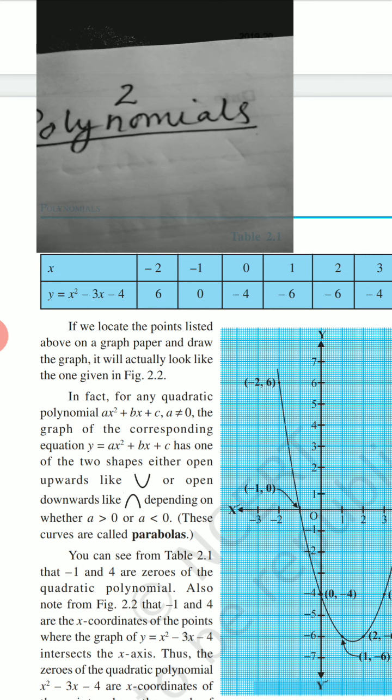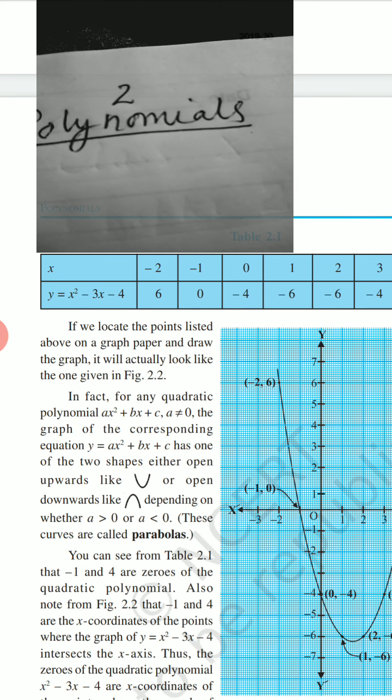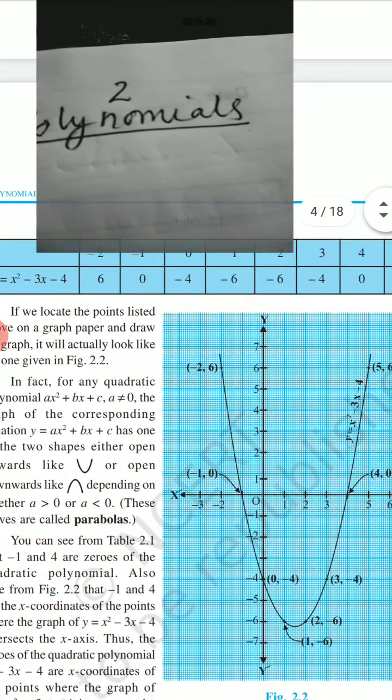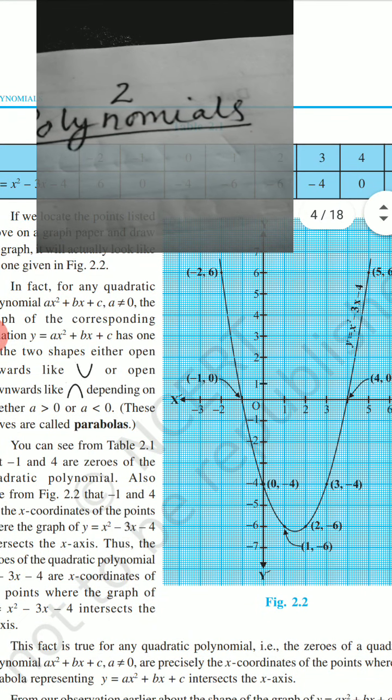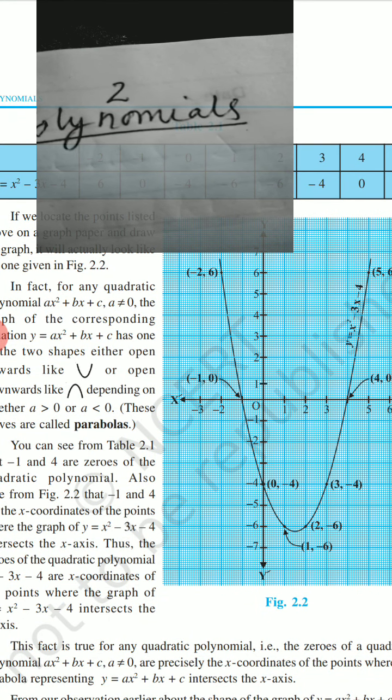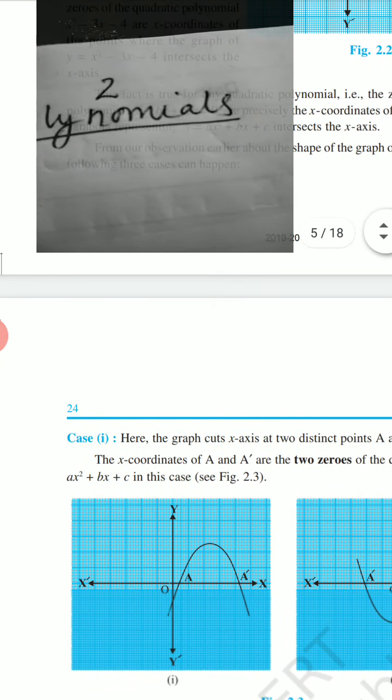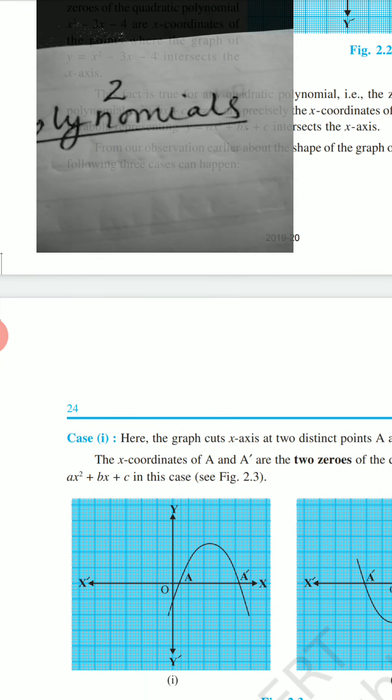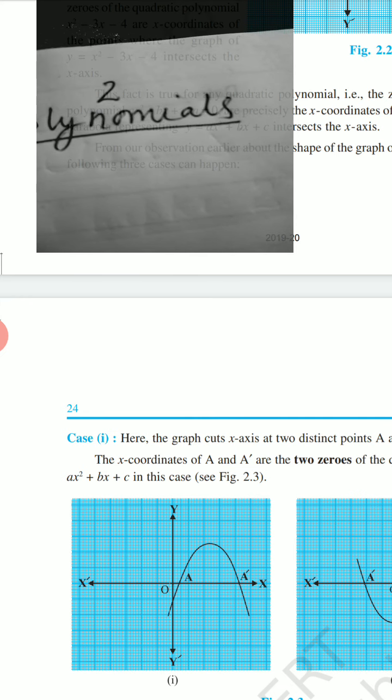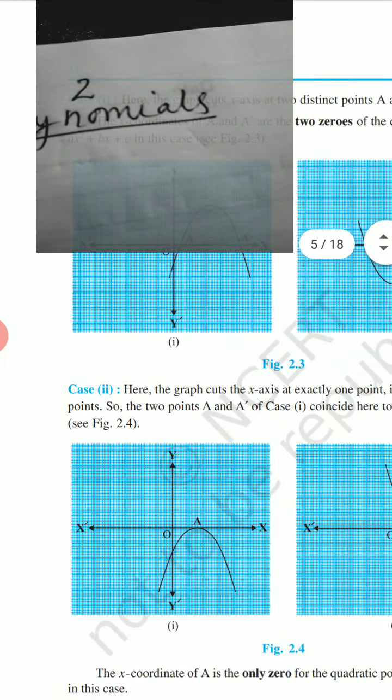If we take a quadratic polynomial, suppose ax square plus bx plus c where a is not equal to 0, the graph of this polynomial ax square plus bx plus c has one of two shapes, either open upwards like a U sign, or, in the second portion, you can see it open downwards. These curves are called parabolas.